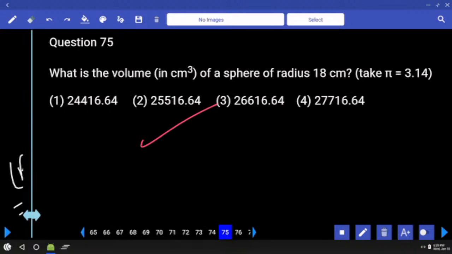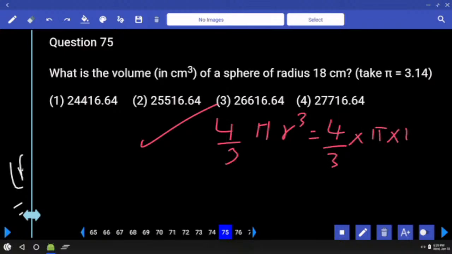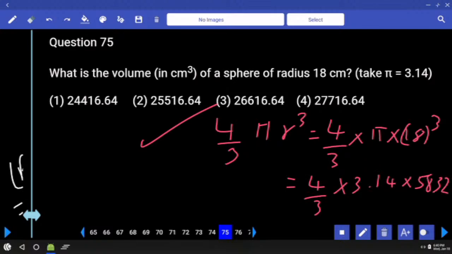75. Easy question. What is the volume of a sphere in centimeter cube of radius 18 centimeter? 4/3 pi r cube. 4/3 into pi into r cube, pi place lo is asking to take 3.14. 3.14 into 5832. Okay, with calculation you can do it. 20,004. This is a direct question.